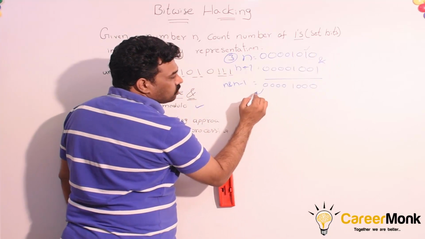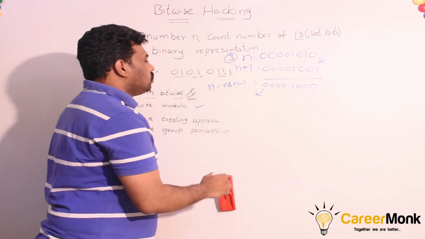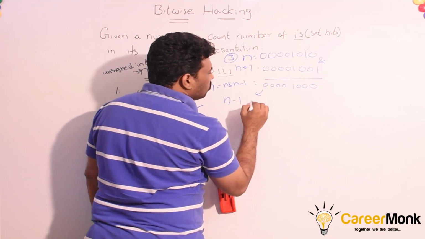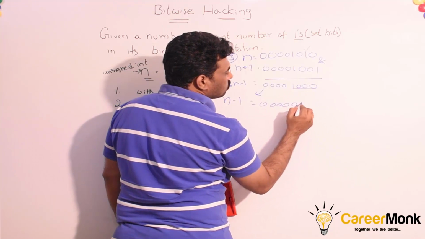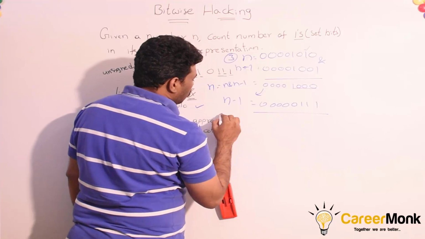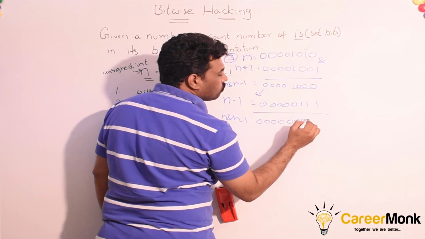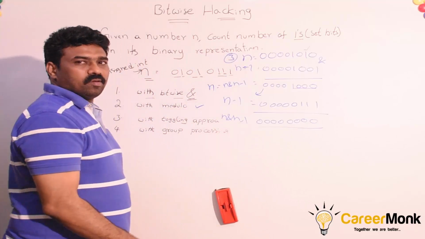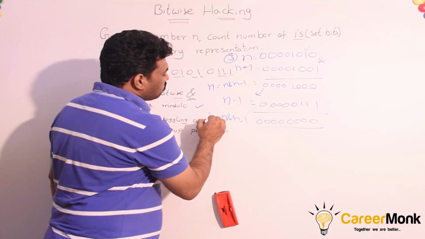In the next iteration, we are assigning that to n. At this point, what is n minus 1? This is 8. I will make it as 7. What is n and n minus 1? Zeros. What is the observation? Just after the second iteration, the n value has become 0.